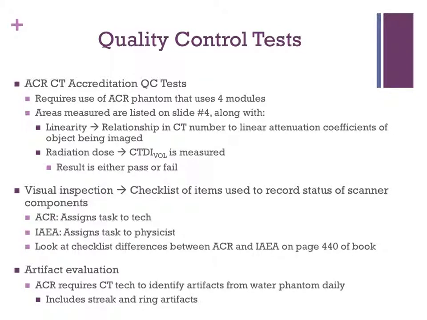As we discussed a little earlier, the ACR CT accreditation QC test program requires the use of the ACR Phantom and the QC tests using the 4 modules that make up the Phantom. Remember, these tests measure positioning accuracy, CT number accuracy, slice thickness, light accuracy alignment, low contrast resolution, CT number uniformity, and high contrast resolution. But also, CT number linearity and radiation dose must also be included in the testing.